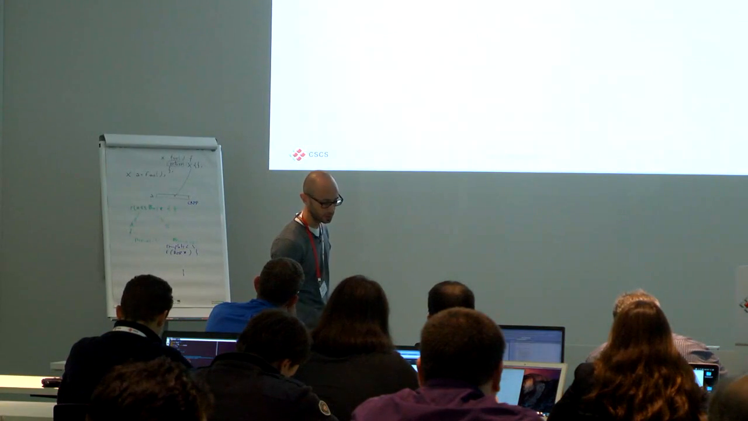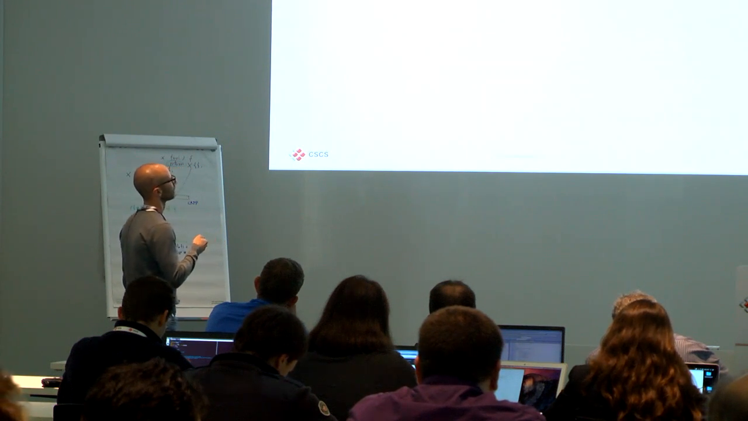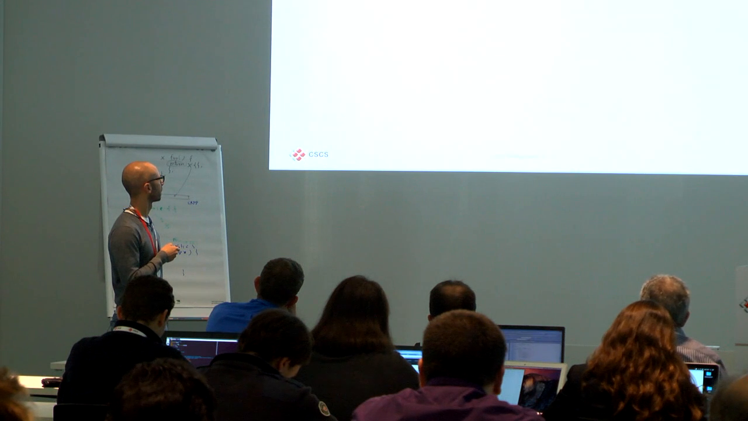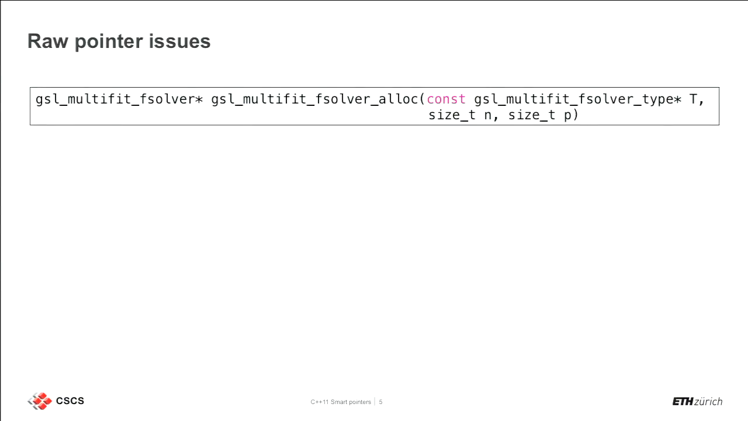So let's take, for example, this function. This is more or less a random function from the GSL. It's something like a function that allocates a kind of non-linear solver, but that's not important. The point here is that the documentation of the GSL is quite clear, so you can perfectly understand what's going on with this function that is returning a raw pointer.